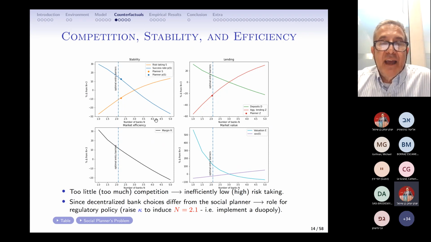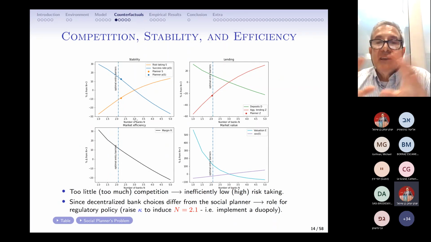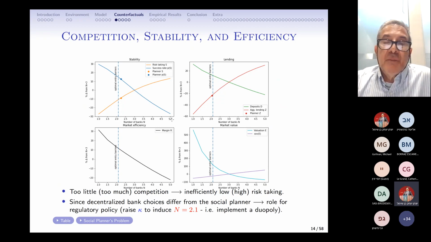On the horizontal axis are the number of banks. Remember, the benchmark for us was our baseline: we had 3 banks in a market. We're going to think about changing things, thinking about how competition affects stability and efficiency relative to that benchmark. So the experiment is to say, what if there were 5 banks, so more competition, that's down here. What if there was 1 bank, less competition, that's down here, okay?